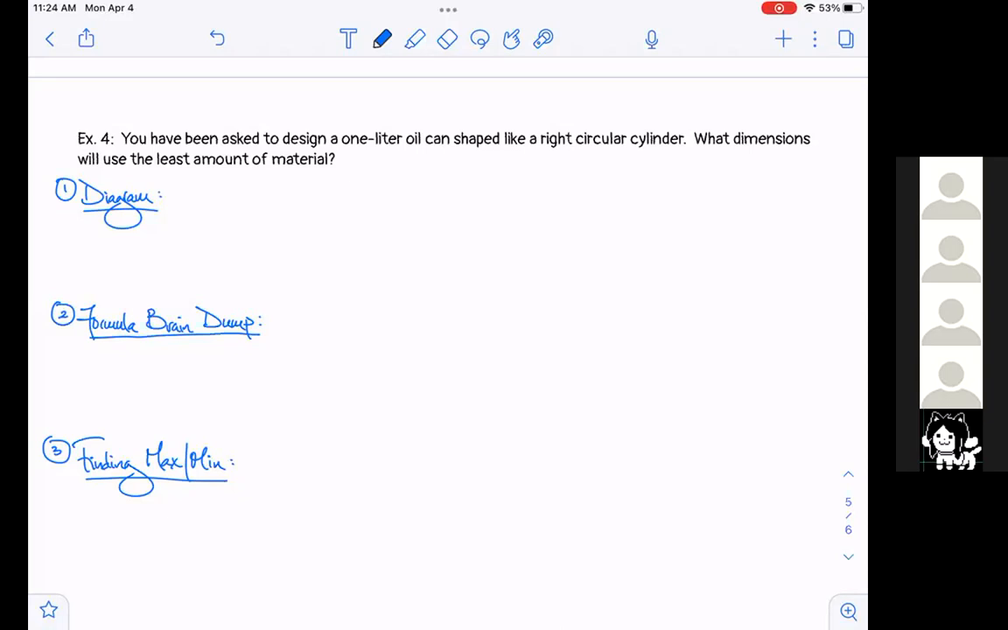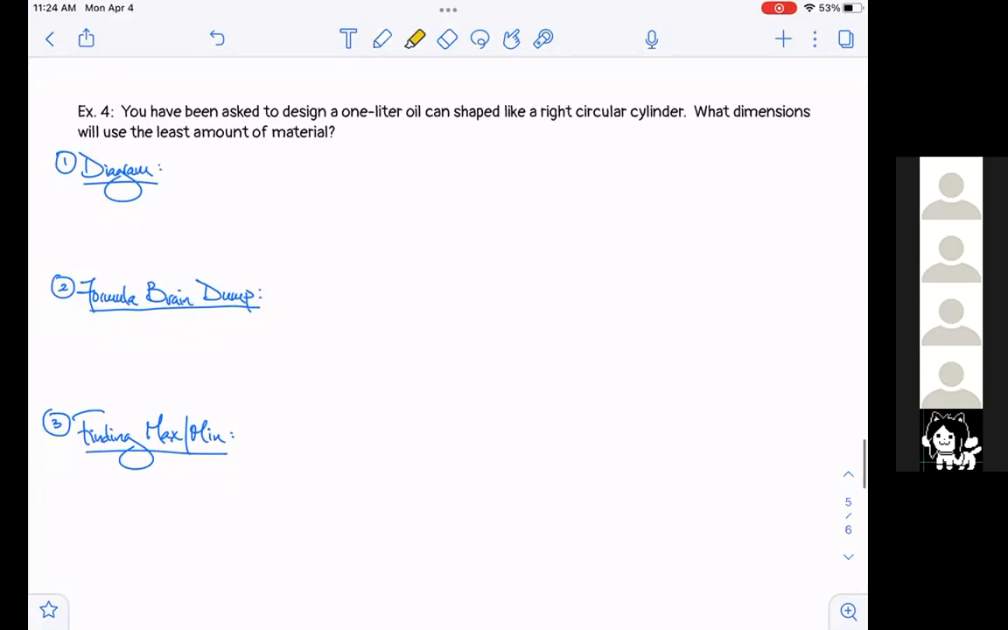All right, so let's start at the bottom again, finding the maximum or the minimum. Which one do we think we're going to be looking for in this case? And what clues tell us that?